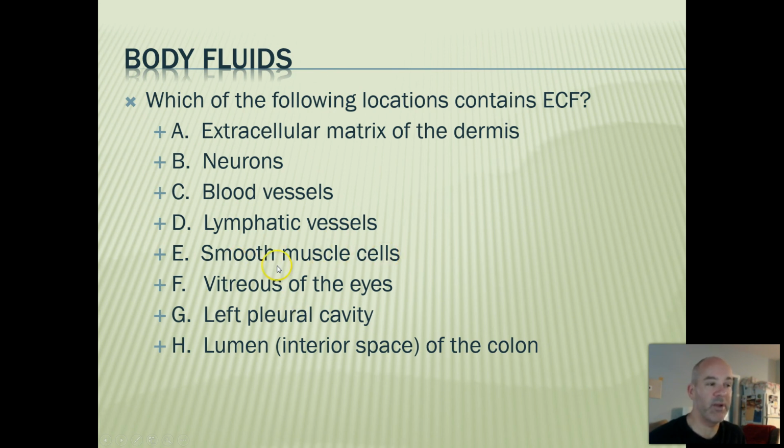How about the vitreous of the eyes? Remember that one? That's the jelly-like filling in your eyeballs. And yes, that is a place where you have extracellular fluid. The left pleural cavity, remember your pleural fluid that we learned about in Unit 1? Yes, that is existing outside of cells, so that's a type of extracellular fluid. How about the lumen, the interior space of the colon? Yes, you have fluid in there. It's outside of cells, and so that is also going to be a type of ECF as well.